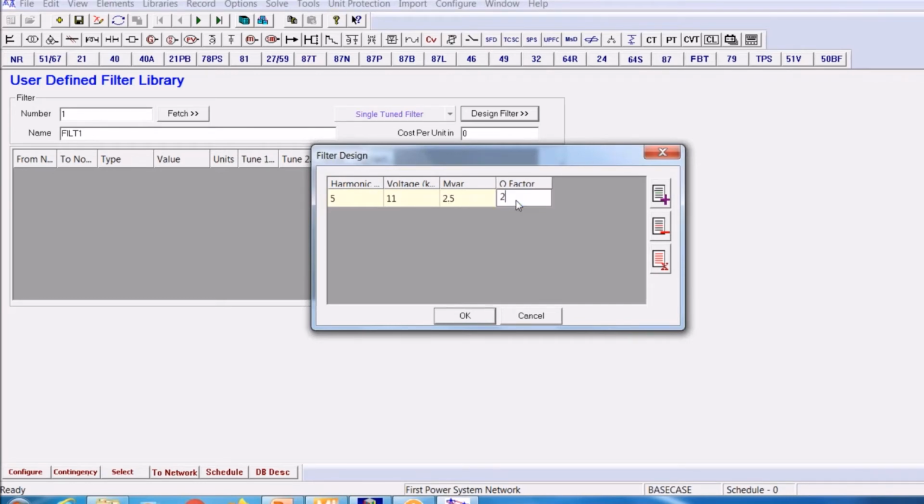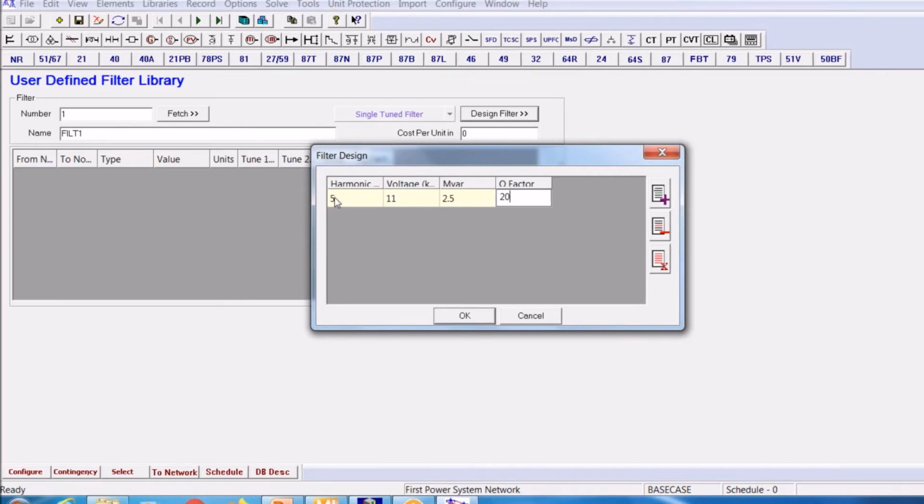Q factor for the filter, we can take it say around 20. Normally, it will be around 20 to 40 or 50 based upon the reactor X by R ratio. That Q factor gets defined. Therefore, you will be able to check how much you would like to have the Q factor. That is going to tell you how steep the resonance point is going to be. Therefore, the Q factor defined here is about 20.